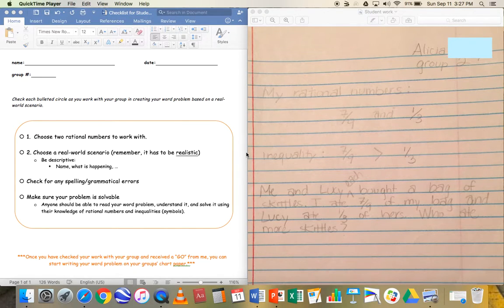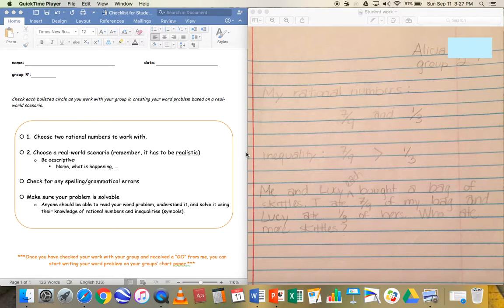Okay, guys. So this is a checklist and student work based off the lesson on inequalities that I taught with my sixth grade students during math class. It is based on the unit of integers and rational numbers.